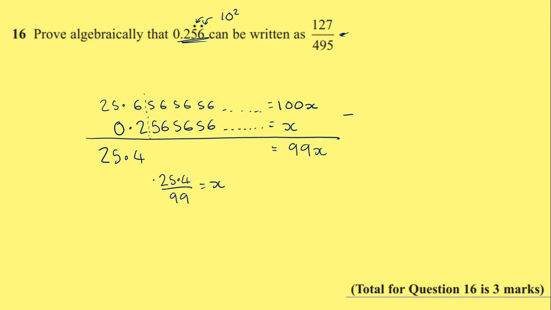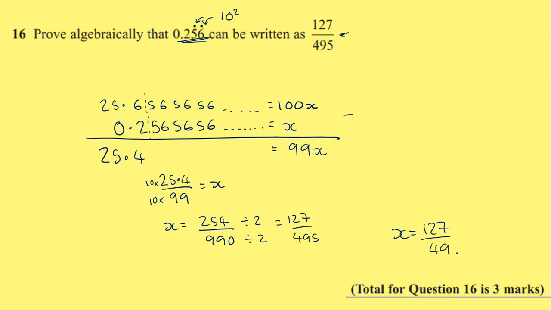Now I'm going to multiply the numerator by 10, and I'm going to multiply the denominator by 10, and I'm going to get that x is equal to 254 over 990, because I really don't like having a decimal within this fraction. Now we can cancel it. Look, they're both even, so we're going to divide them both by 2. And we're going to end up with 127 over 495. X equals 127 over 495. Job done. All right, moving on.